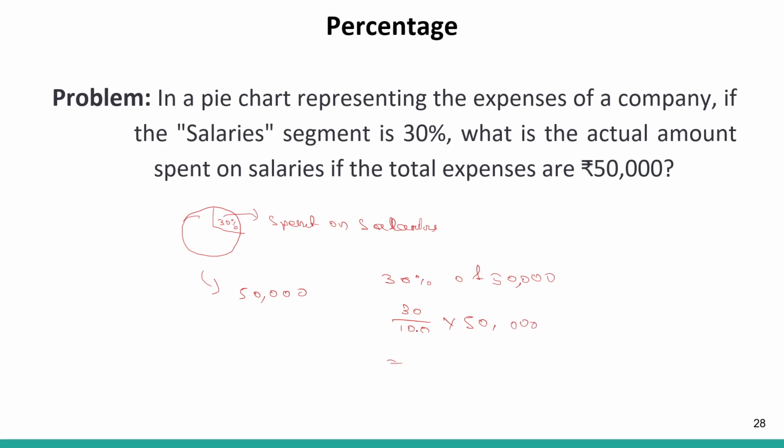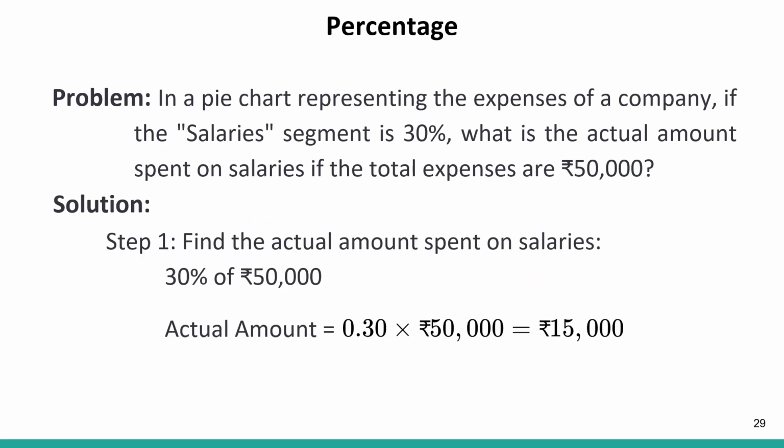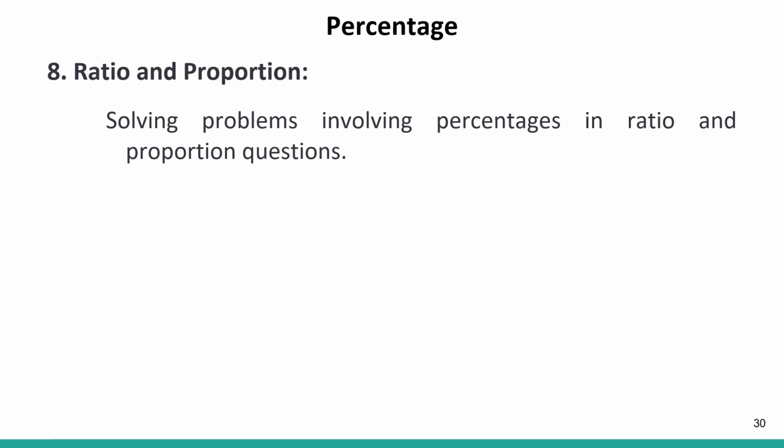is equal to, so the zeros are cancelled here. So 30 into 500, that is equal to 15,000. So 15,000 rupees is spent on salaries. So the actual amount spent on salaries is 15,000 rupees. So 15,000 is the final answer. If we go for a step-by-step solution, then 30% of 50,000 is equal to 0.30. What we did was convert it to a fractional part first, then multiplied it with the total amount 50,000, that is equal to 15,000.